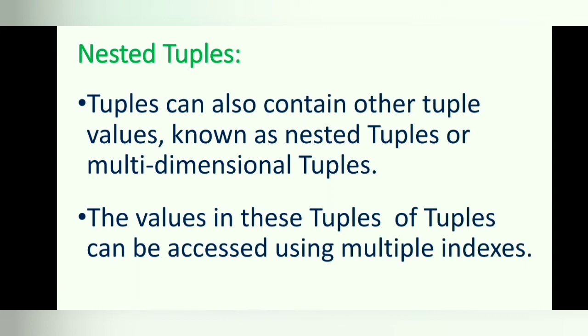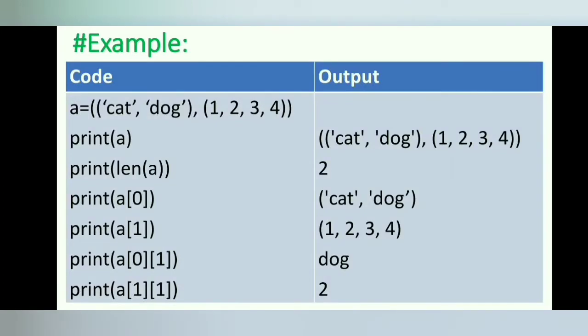Nested tuples. Tuples can also contain other tuple values, known as nested tuples or multi-dimensional tuples. The values in these tuples of tuples can be accessed using multiple indexes. Example: in this example, a nested tuple is assigned to the variable a. The first print statement, print a, will display the whole tuple. The next print statement, print len a, will display the length of the tuple. So, although we see 6 items here, the nested tuple has only 2 items.